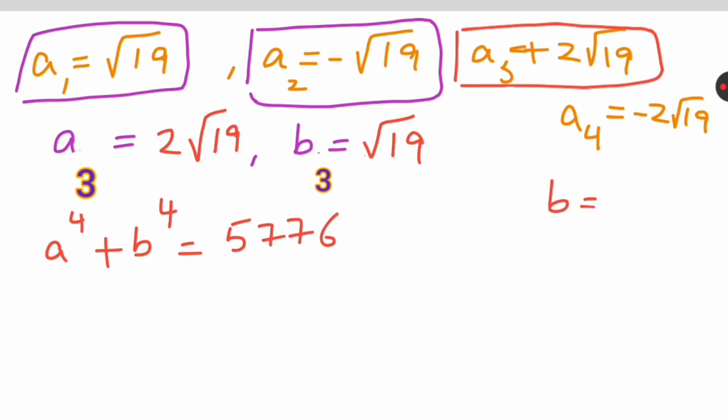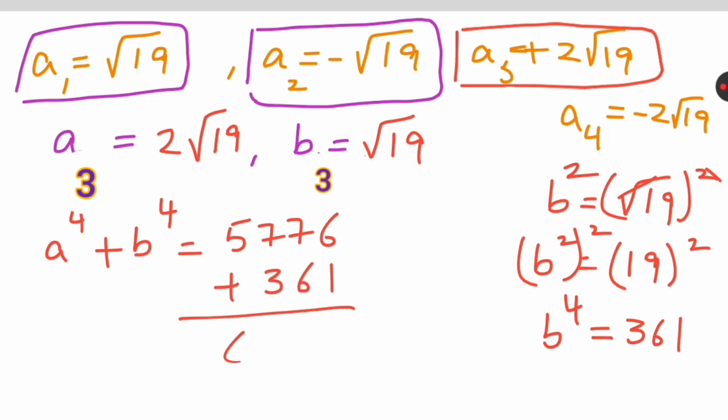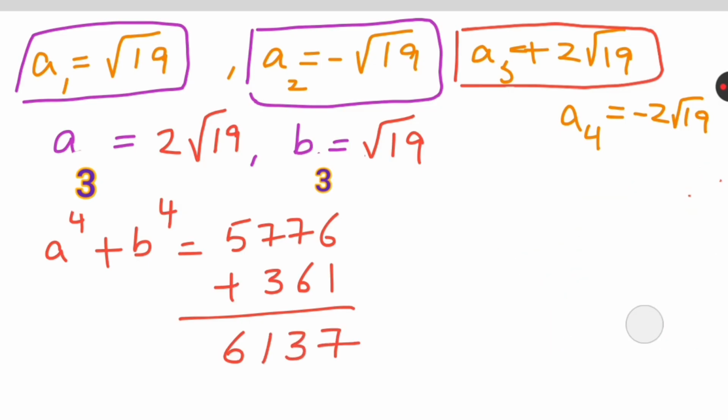Let's take b and do square on both sides. Then here square and square root gets cancelled, so we left only 19. This is your b power 2 value. But we need a b power 4. That's why do again square on both sides. B power 4, the value is 19 raised to power of 2, that is 361. So 5776 plus 361, after adding, then we are going to get 6137. So for the third root also, we are getting the same answer, which is 6137.